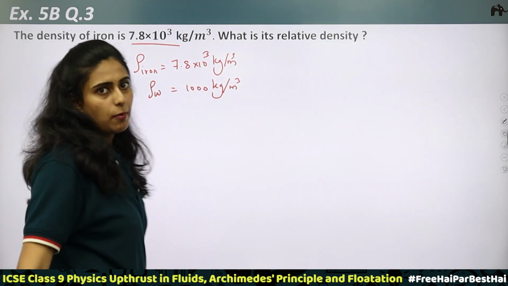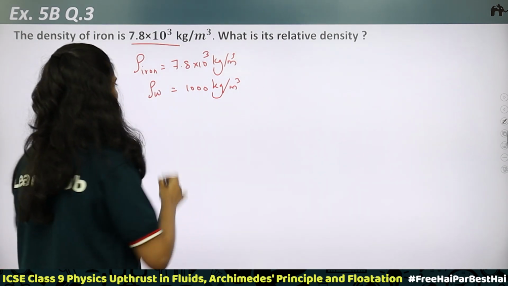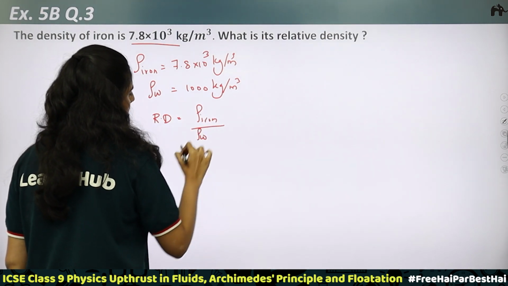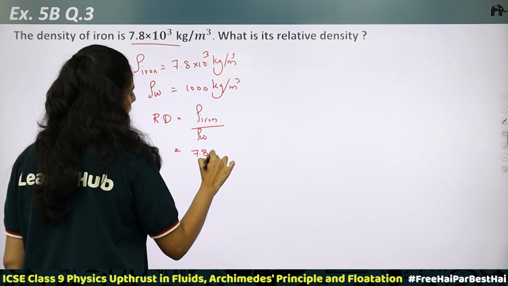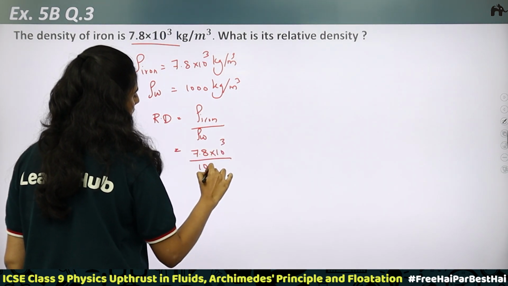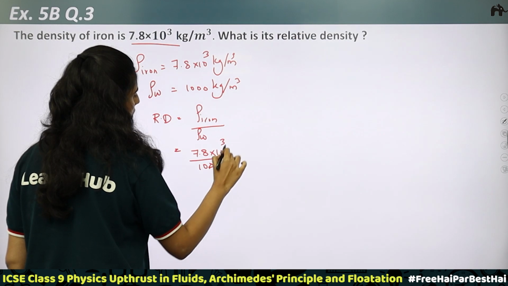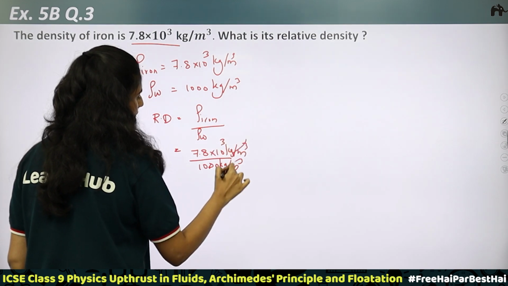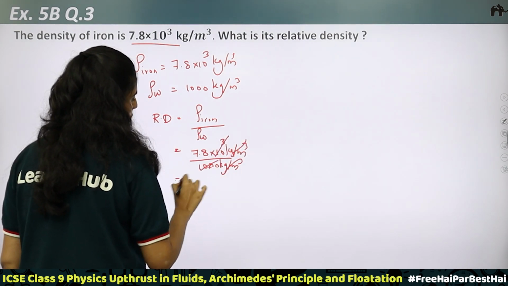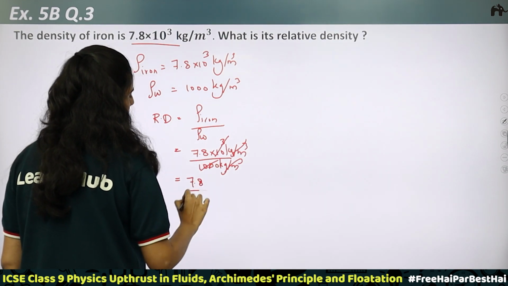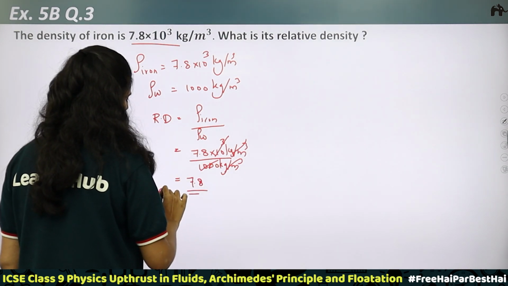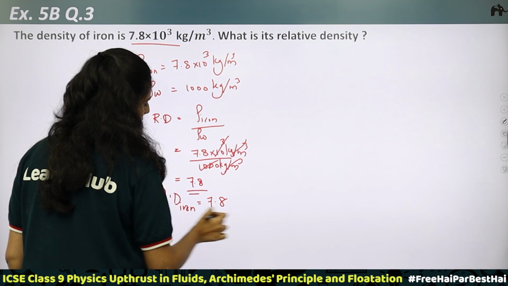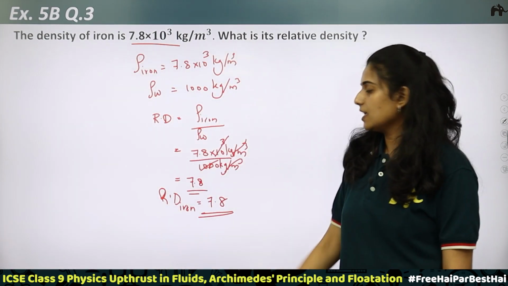So here the unit is kilogram per meter cube. Therefore 1000 kilogram per meter cube. Then the relative density will be equal to density of iron divided by density of water, that is 7.8 into 10 raised to 3 divided by 1000. The unit is kilogram per meter cube here again, so units get cancelled. 10 raised to 3 and 1000 are the same. So you will get relative density 7.8. There is no unit. So the relative density of iron is equal to 7.8.